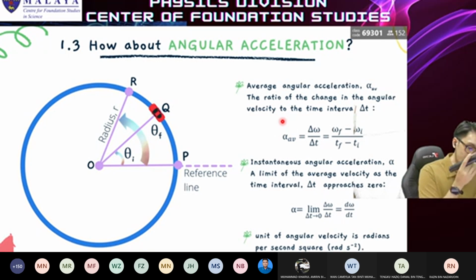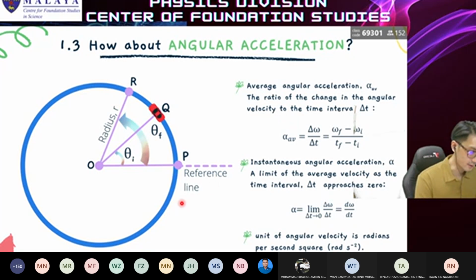Okay, and then alpha ataupun average angular acceleration is equal to the change in the angular velocity divided by the time. So the change in the angular velocity is angular velocity final minuskan angular velocity initial. Okay, that is the angular acceleration atau kita panggil average angular acceleration. And also instantaneous angular acceleration at the specific time of t, angular acceleration is equal to the differentiation of omega to the time. Okay, nanti I akan bagi soalan dalam bentuk instantaneous angular acceleration juga.